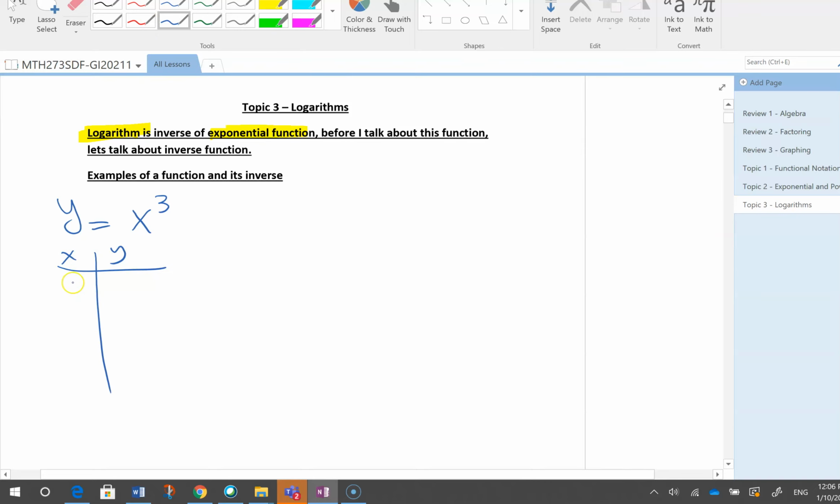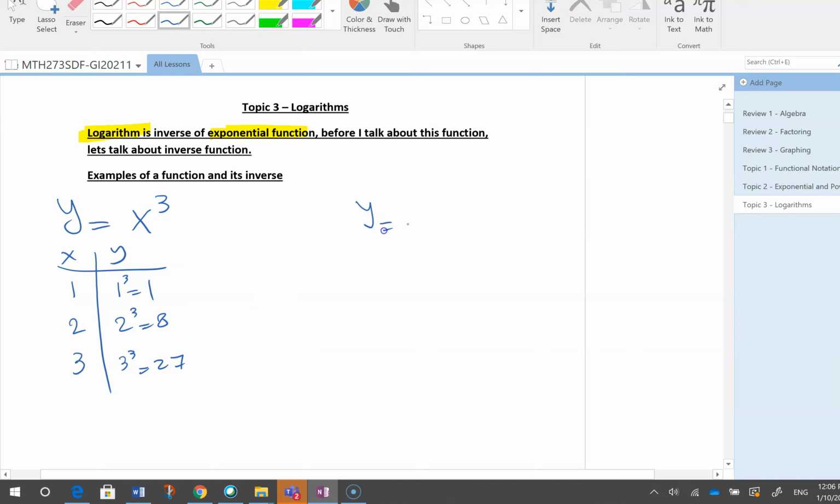If I give you 1, you give me 1 as y, because it's 1 cubed, that's 1. If I give you 2, you see, that's 2 cubed, which is 8. If I give you 3, then you say, okay, that's 3 cubed, which is 27.